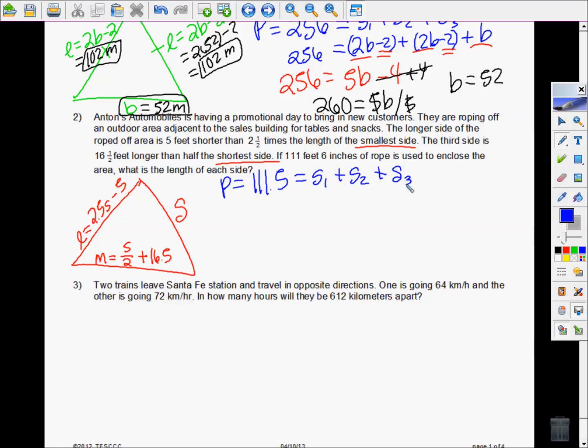All right, so I'm going to figure out what S is, for the small side. So one side is S. What's my medium side? S divided by 2 plus 16.5. And what's my longest side? 2.5 S minus 5.